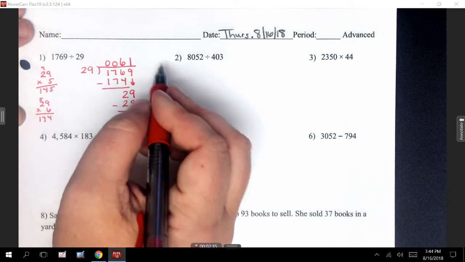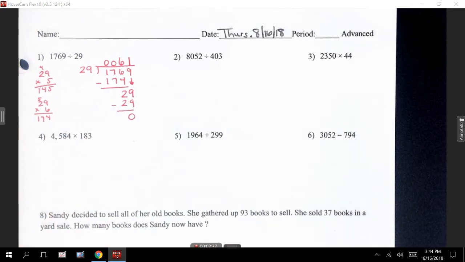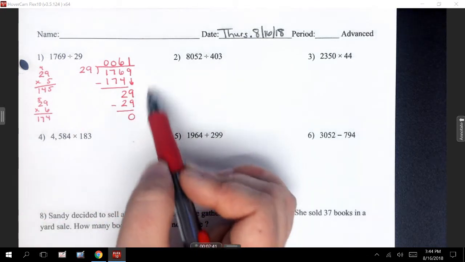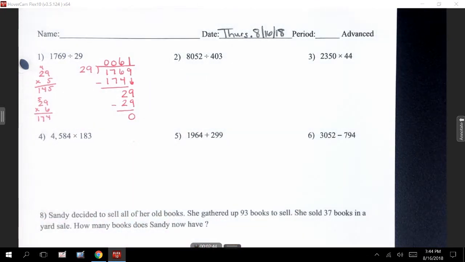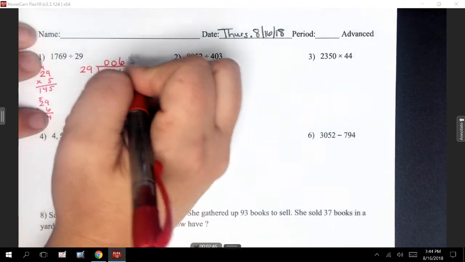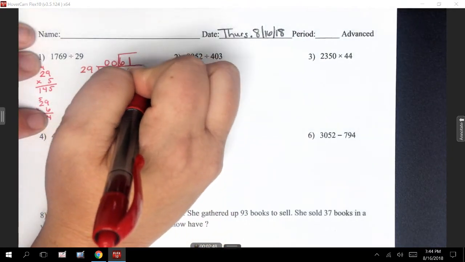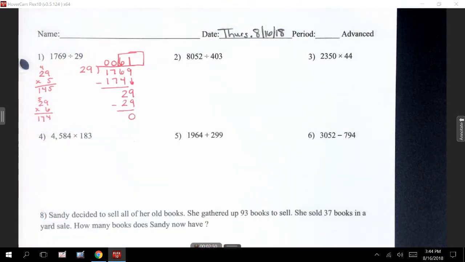And then we're going to bring down. There's nothing to bring down. That's how you know you're done. Please remember, 0 does not mean we're done. If there is nothing to bring down, I am done. 0 is there at the bottom, so there is no remainder, so we can circle that 61.